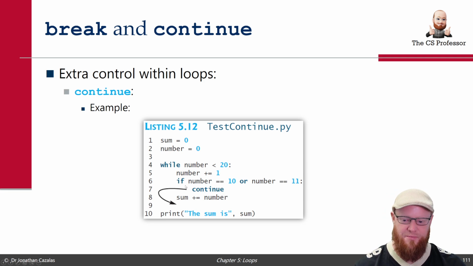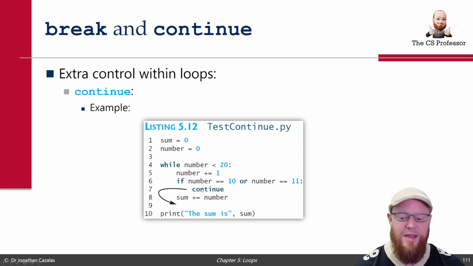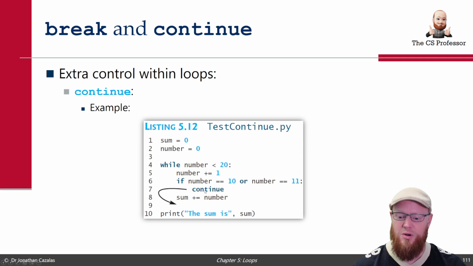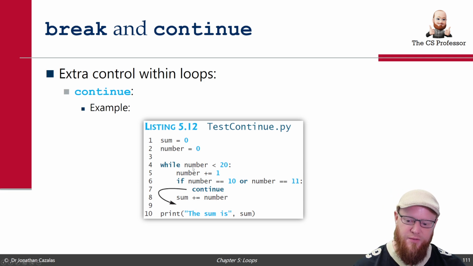9 becomes 10. If number is 10, it is. So what we do is we continue, which means we skip line 8 and we come to line 4 again. Is 10 less than 20? It is. So now we add 1 to number. Number becomes 11. And line 6 is still true because number's 11. So we continue again. We skip line 8 again. We don't add 11 to our sum. We come to line 4 again.